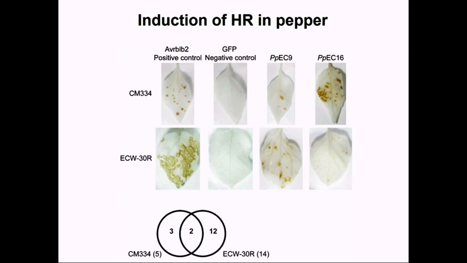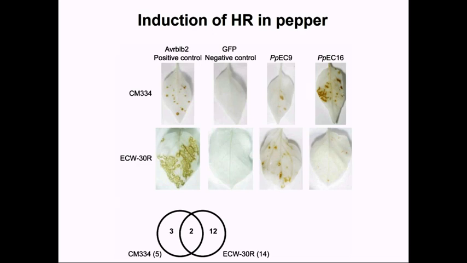This shows an example of a positive control for hypersensitive response in pepper. And then here's our negative GFP control. And then looking at a couple of the PPECs that induce HR, these 2 induce HR in both pepper cultivars. Okay.